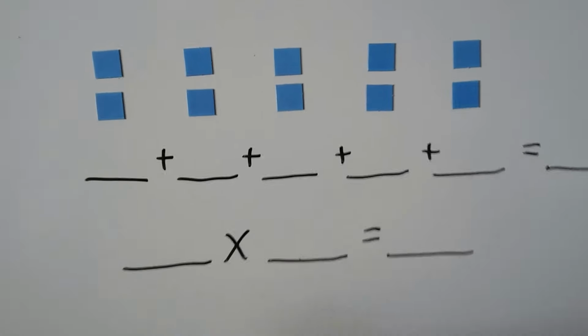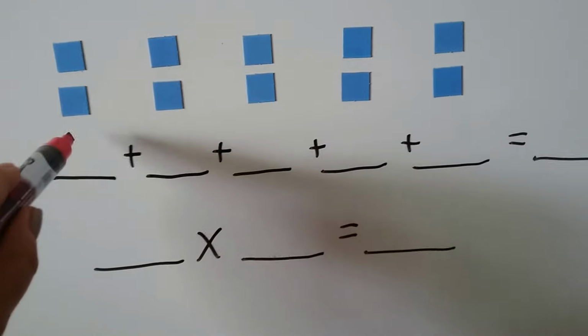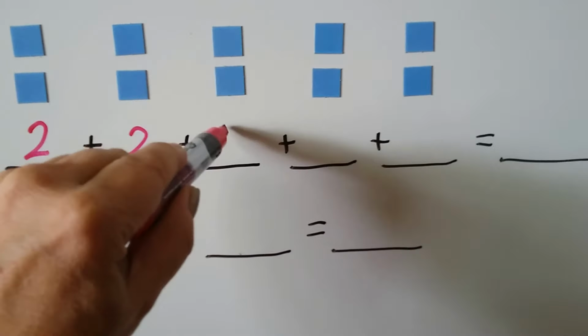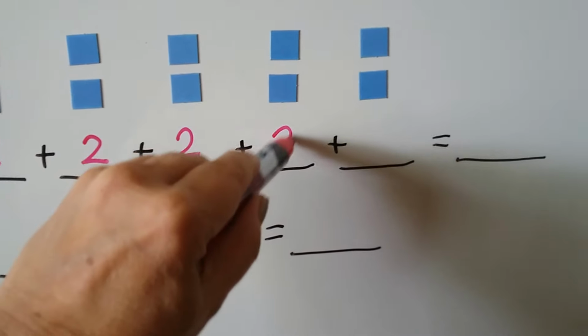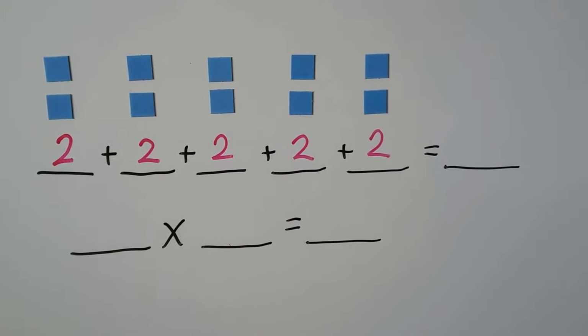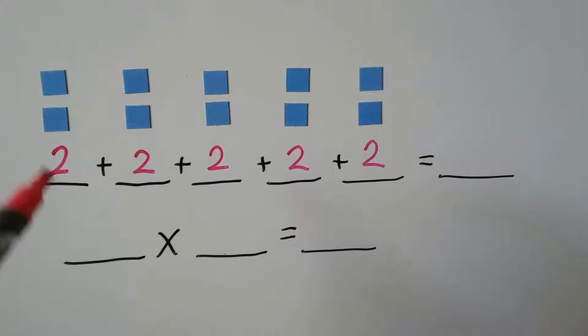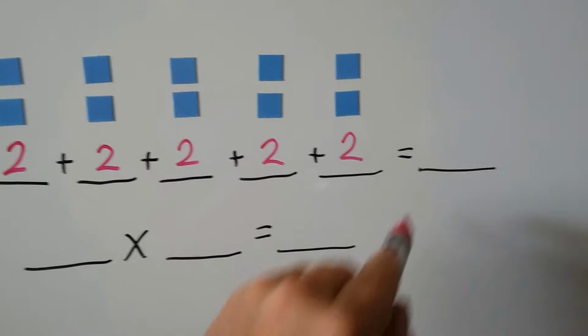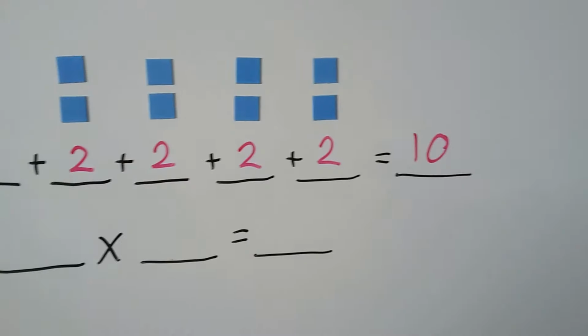Let's try another one. Look at these groups. How many are here? We have two. And here is two. And here, two more. And two more. And two more. See? We can skip count by twos. 2, 4, 6, 8, 10. We have 10 little blue squares.